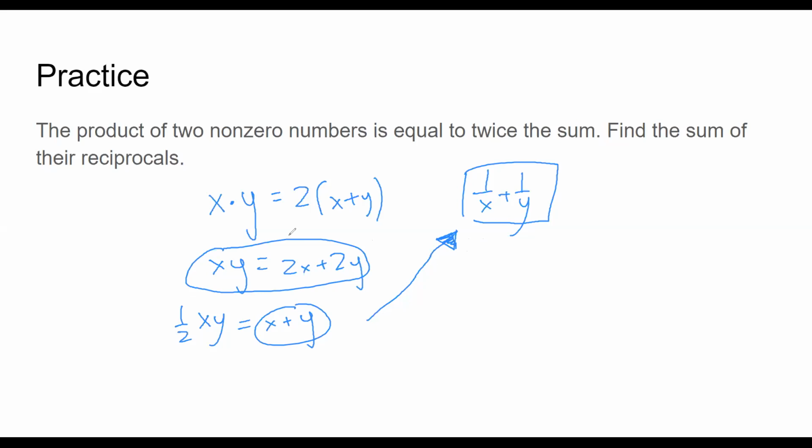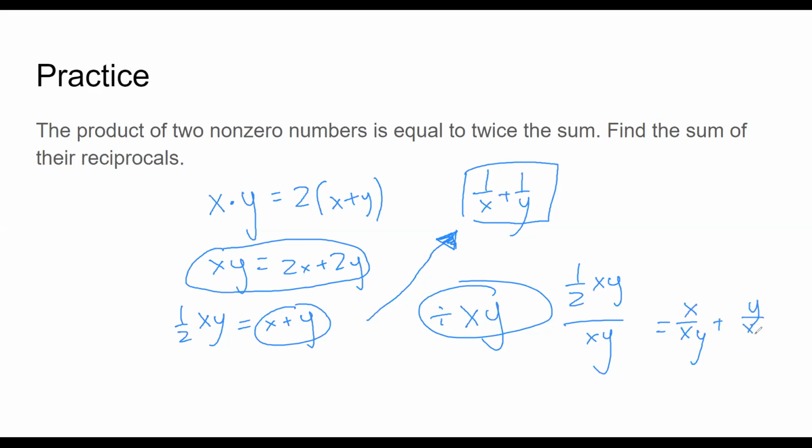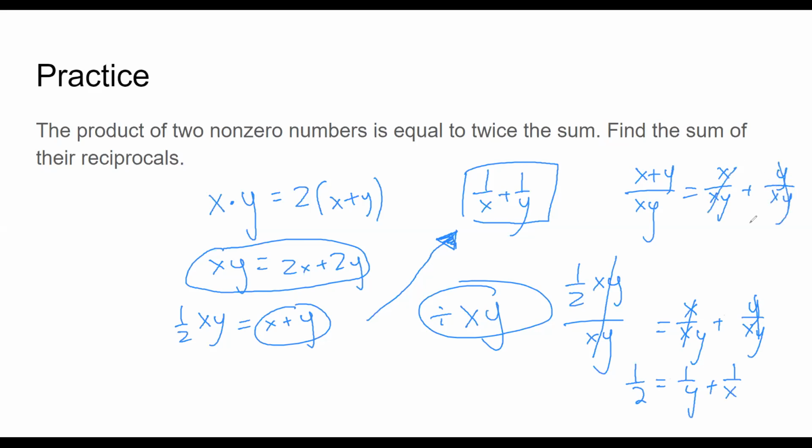So the key here is we divide by xy. So now we have 1/2 times xy over xy is equal to x over xy plus y over xy. Well, now these xy's will cancel and then we'll get 1/2 is equal to 1 over y plus 1 over x. Did you just divide x plus y by xy? Yeah. The key here is x plus y over xy is the same as x over xy plus y over xy. Then we can cancel out the x's and the y's to get 1 over y plus 1 over x, which was what we were looking for here.